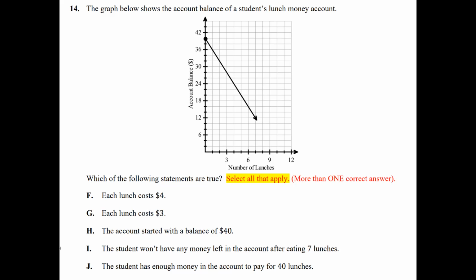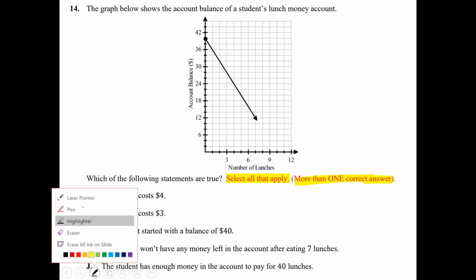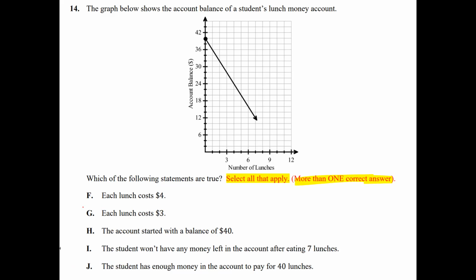All right, so the graph is showing how much money a student has in their account, okay? Which of the following statements is true? Select all that applies. So what that means is on your test, you have questions like this, which means there is more than one answer that is correct. So most likely you have to select 2 or more right answers, okay?